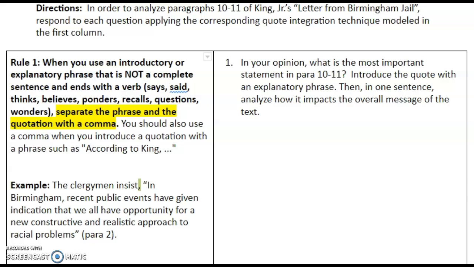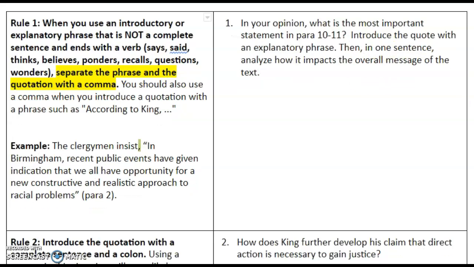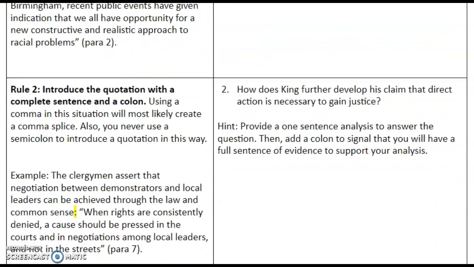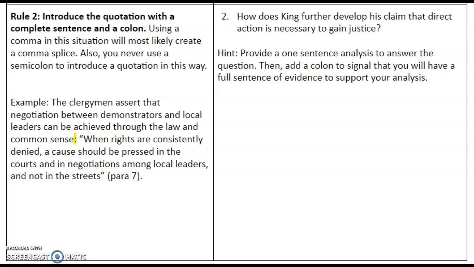So what you're going to do for number 1 is answer the question and use the strategy that I just explained. So it says, in your opinion, what is the most important statement in paragraphs 10 to 11? You're going to introduce the quote with an explanatory phrase. So you'll say, King Jr. stated, King Jr. said, the text says, comma, give me a full sentence quote. Then, after you have the full sentence quote, you're going to give one more sentence that analyzes how that sentence impacts the overall message of the text. So you can pause and do that, and then you can go down to number 2 when you're ready.